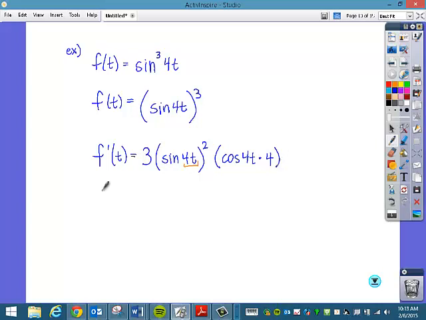So your final answer, you're going to need to multiply the 3 and the 4 together to get 12. And you can either leave this as sine of 4t squared, or you can write it sine squared 4t, and then cosine 4t.